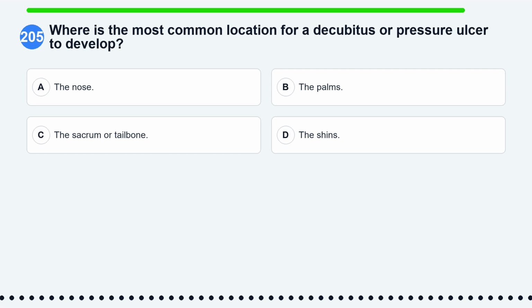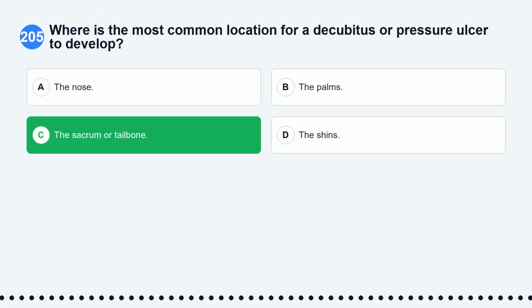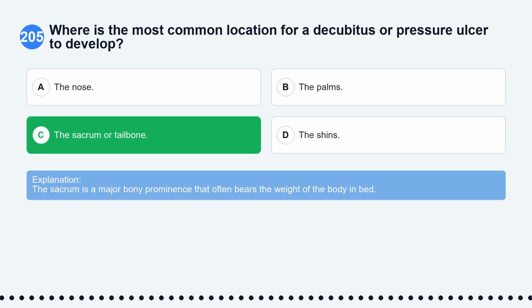Question 205. Where is the most common location for a decubitus or pressure ulcer to develop? Option A, the nose. Option B, the palms. Option C, the sacrum or tailbone. Option D, the shins. The correct answer is option C, the sacrum or tailbone. The sacrum is a major bony prominence that often bears the weight of the body in bed.